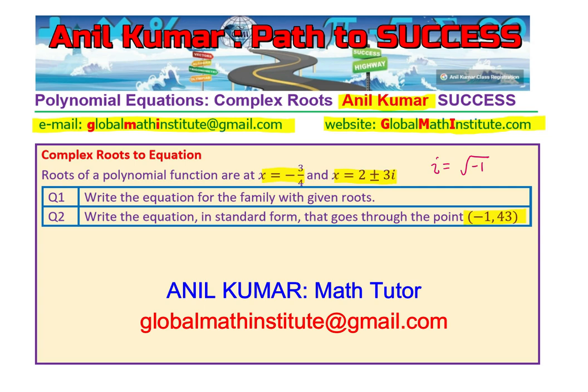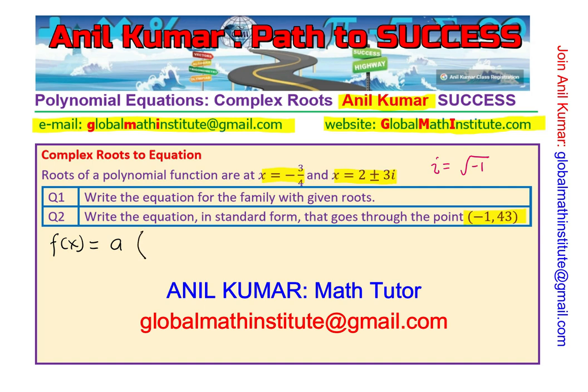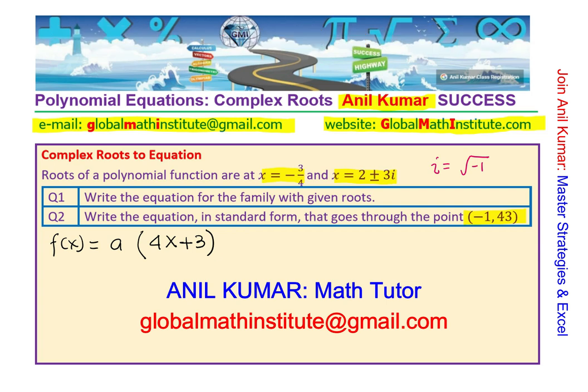So the function f of x, for example, can be written as a times, because as you can see, it is a family of curves. The root is x equals minus 3 by 4, so the factor will be 4x plus 3. You can see that if x equals minus 3 by 4, we get a 0 because of this factor. Now the other roots are 2 plus 3i and 2 minus 3i.